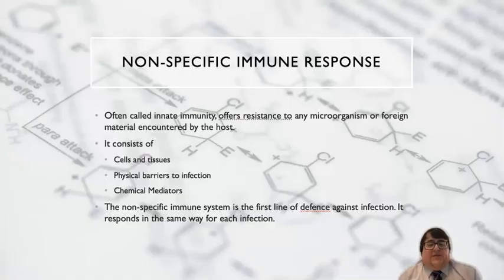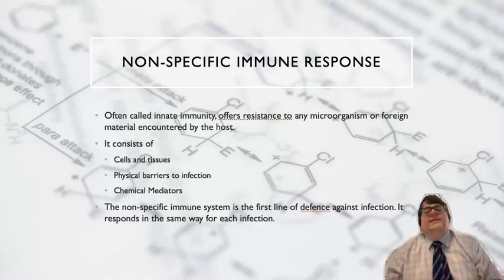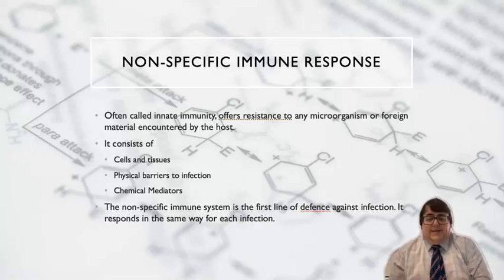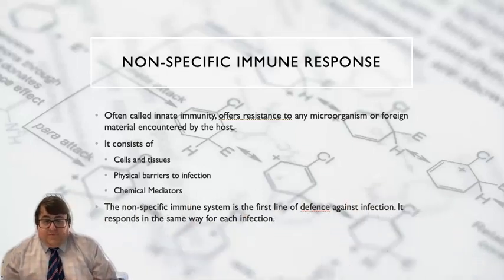So, non-specific immune response. Like I said, this is often called the innate immune response, and it offers resistance to any microorganism or foreign material that's encountered by the host. It's a non-specific response. It's responding to any pathogen. This is like the first line of defense. It's made up of cells and tissues, physical barriers, and chemical mediators. Like I said, first line of defense. It responds in the same way for each infection.